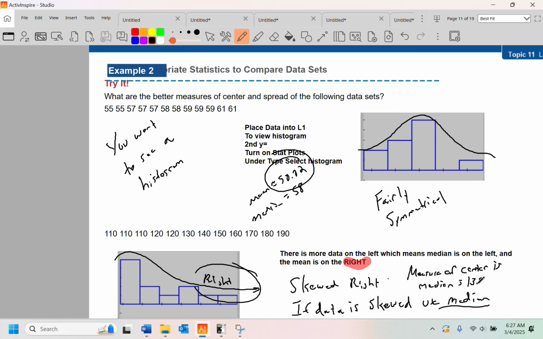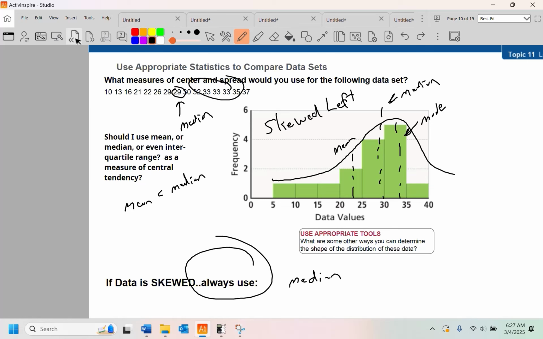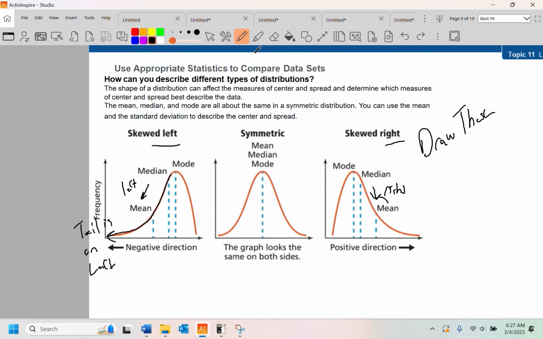Now, I apologize for this. I want to go back to this first try it because I skipped over something. It says if the mean, the median, and the mode are all the same, you can use the mean and the standard deviation to describe the center of the spread. And I didn't do that. I just used the mean. I forgot the "and" part. So it shouldn't take me too long to type this in. Longer than you want to spend, I'm sure.